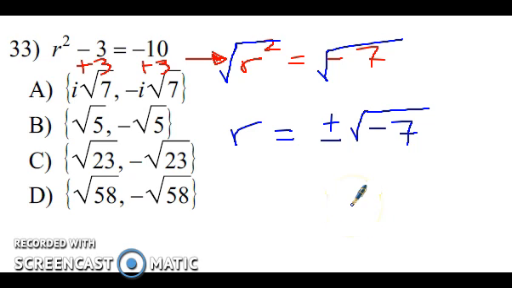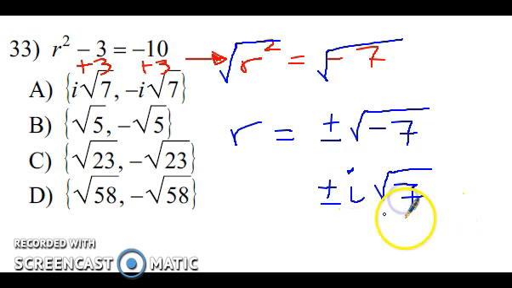Well, 7 has no doubles, so we leave it as the square root of 7, but you can take the square root of a negative. The square root of a negative is i. That leaves us with plus and minus i root 7. And that means A is our answer for that one.